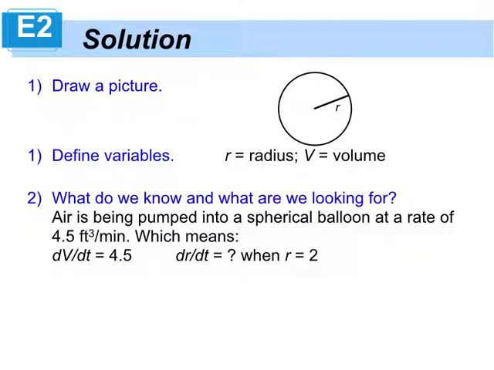The problem then, if you go back to the problem and read, it asks you what is the rate of change of the radius. Okay, so I'm looking for dr/dt. When am I looking for dr/dt? When r equals 2.